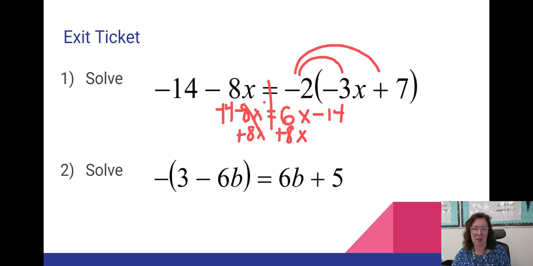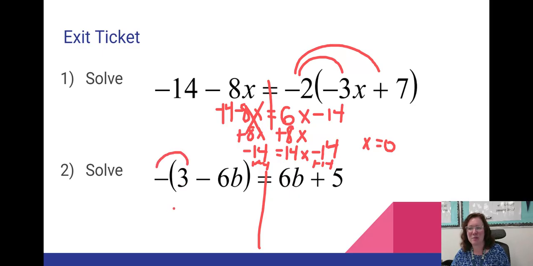And now we have negative 14 equals 14x minus 14. Okay. Plus 14 on both sides. That's going to equal 0. 0 divided by 14, and x equals 0. I have x equals 0 as the number.